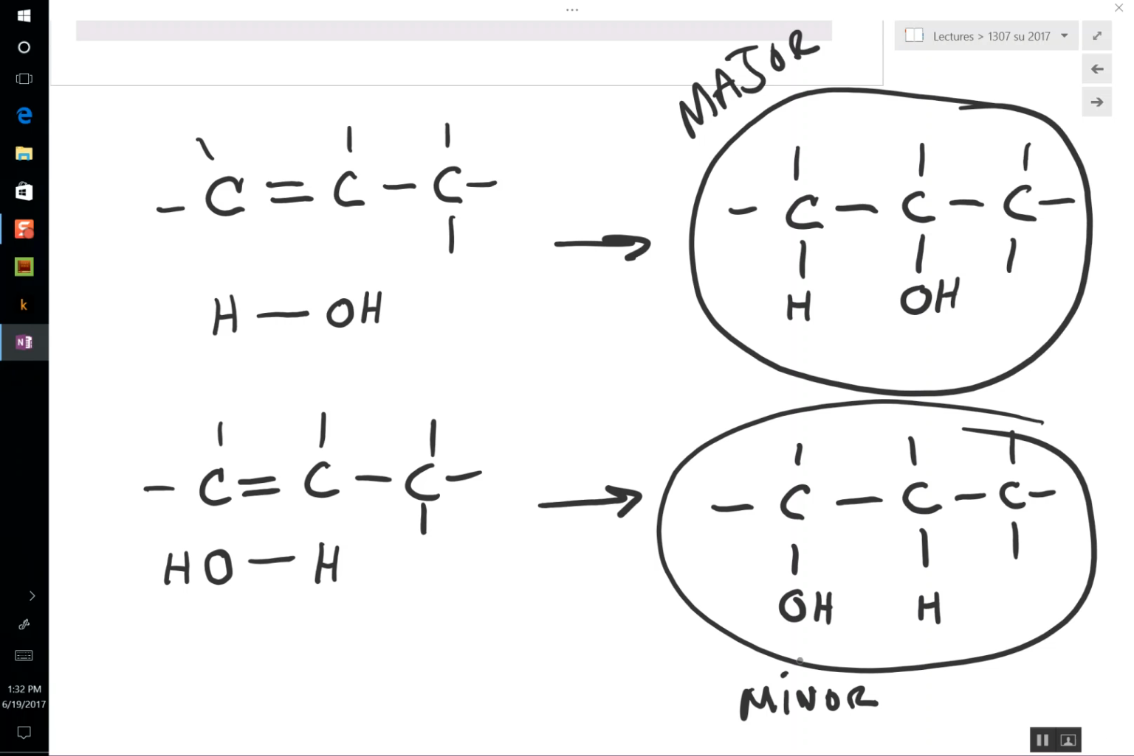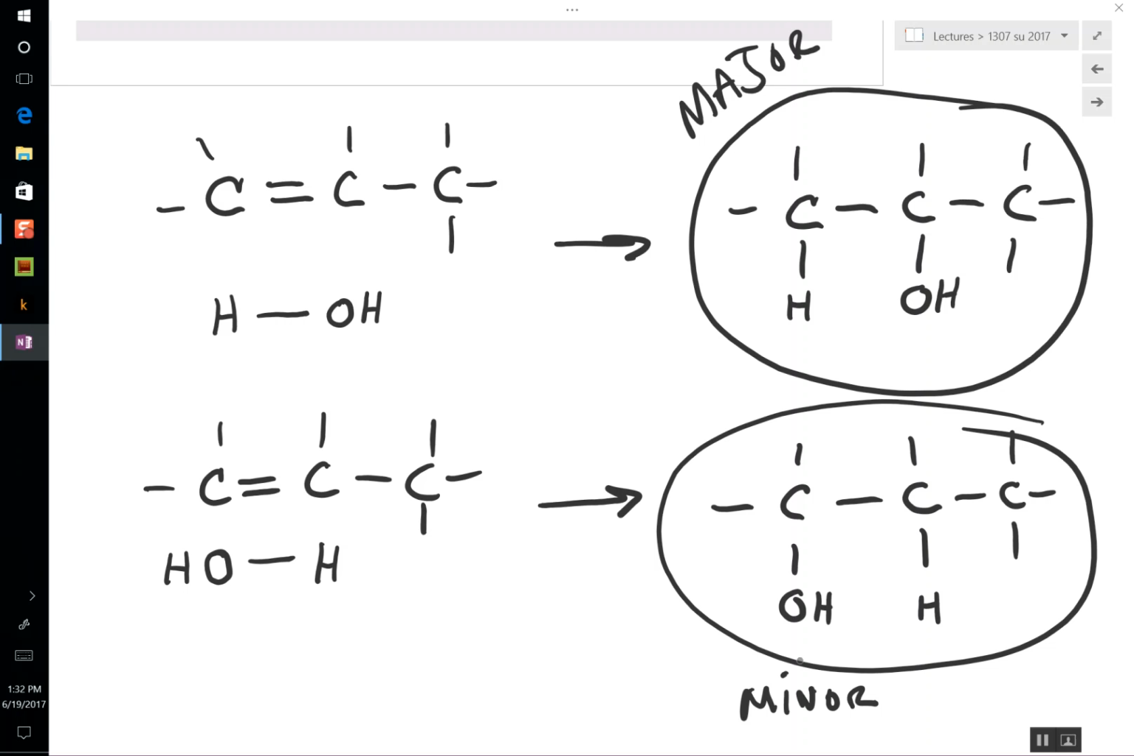And he said, I don't get 50-50. I don't get half that and half that. I get about 85 to 90% of the product is that alcohol. And the minor one, 10%, this is what we mean by minor. The lesser alcohol produced is this one. The major alcohol produced is that one. So he did this over and over with different alkenes, and he came up with Markovnikov's rule.